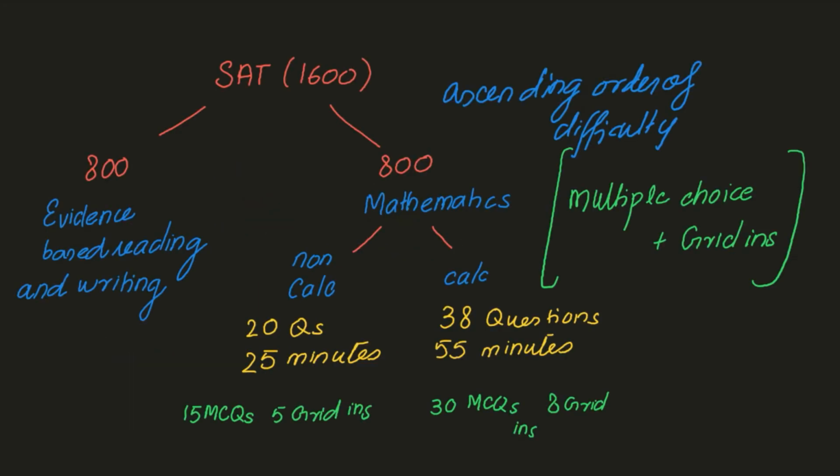Alright, so the SAT itself has two sections, the first section being evidence-based reading and writing, and the second section being mathematics. Each of these sections has a total score of 800, and that gives a composite score of 1600. And the mathematics section itself is divided into non-calc and calc sections.